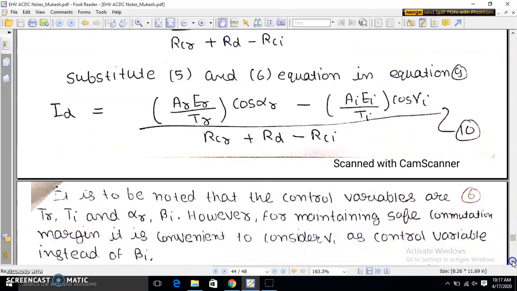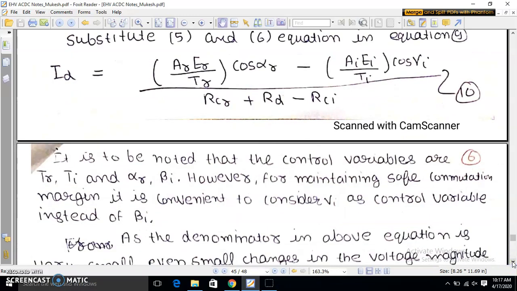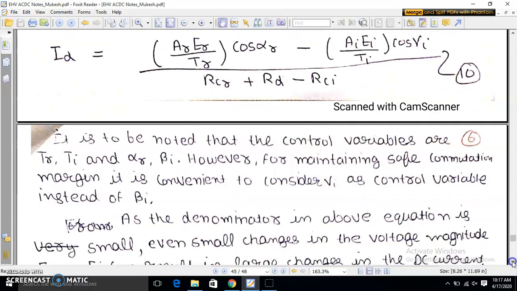Substituting equations 5 and 6 in equation 9, we get equation 10 like this for the calculations. It is to be noted that the control variables are TR, TI and alpha R, beta I. However, for maintaining safe commutation margin, it is convenient to consider gamma I as the control variable instead of beta I.